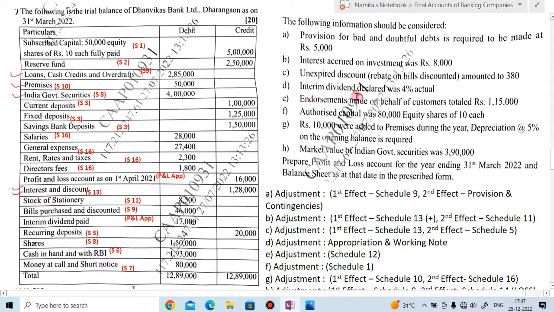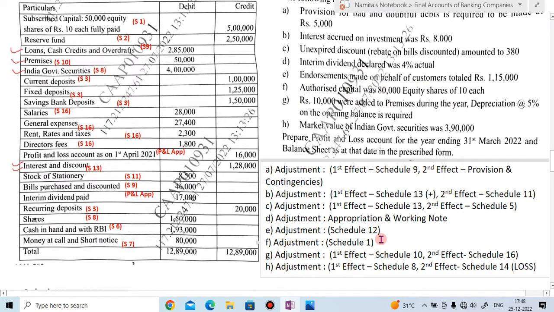Then interim dividend declared was 4% actual. Now this adjustment we have to post in appropriation under balance in profit and loss account, and there are some working notes to be made for adjustment number D. Then adjustment number E, endorsement made on behalf of customers. This will have only 1 effect in schedule number 12.